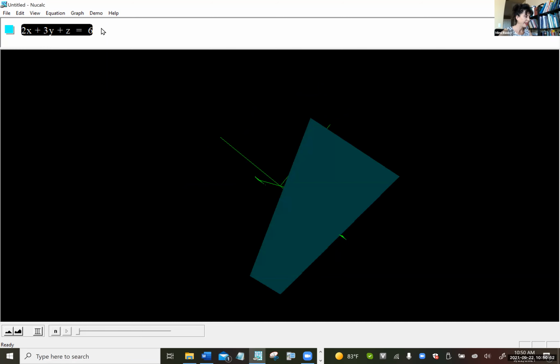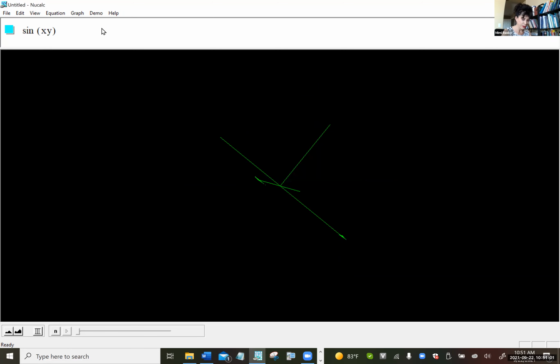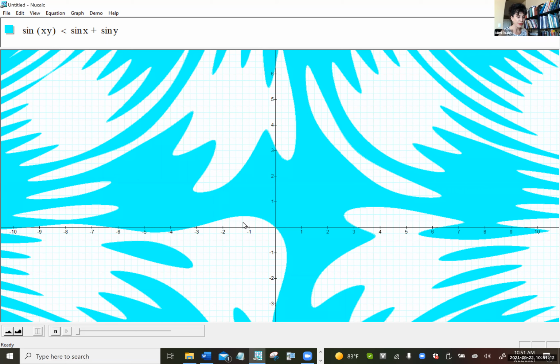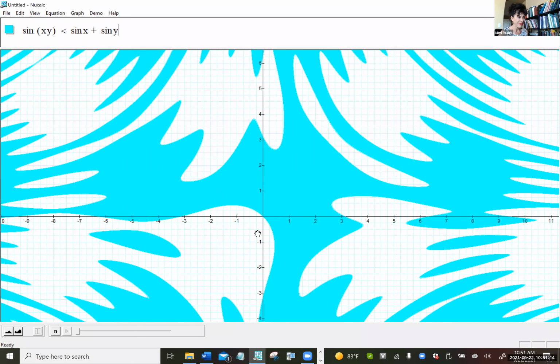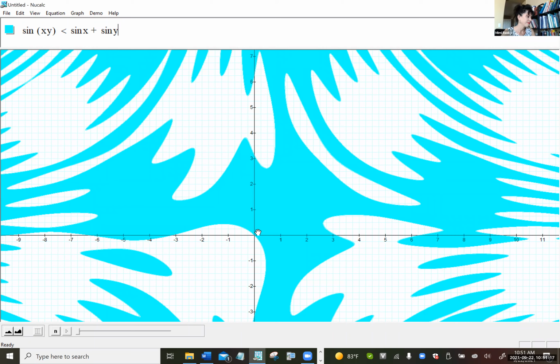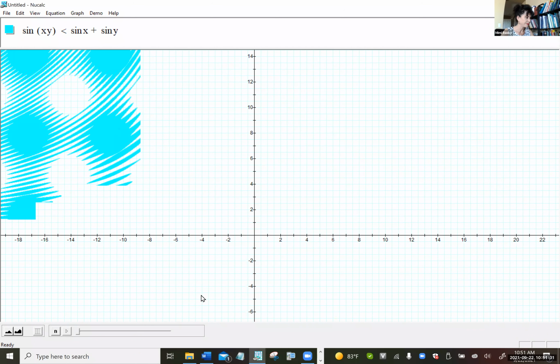So what else can I do here? This is where it gets kind of fun. I can do implicit form. So what if I go sine of xy, how about less than, I can do a less than here. Sine x plus sine y. Oh, what do we got here? Whoa, that is cool. Check that out. So that's an implicit function. You have x's and y's in there only. Isn't that neat? You gotta admit. I can zoom out. Let me see it.